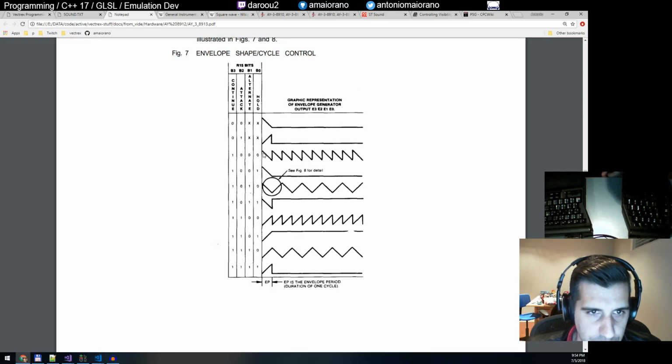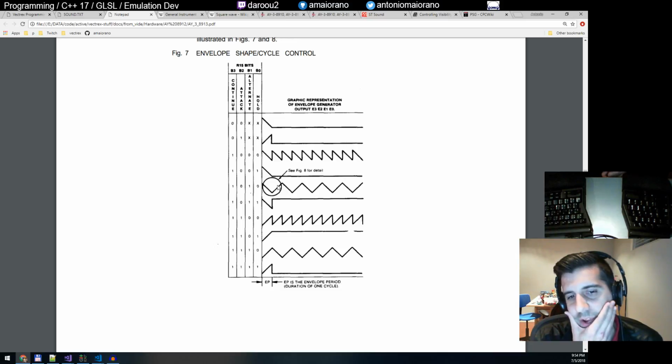So let me see here. Attack is 0, so we go down, and when attack is 1, it's the opposite. We go up. These are the opposites. Yes. Here, attack is 0, so we go down, but alternate is on. So alternate determines whether we go back up. Right.